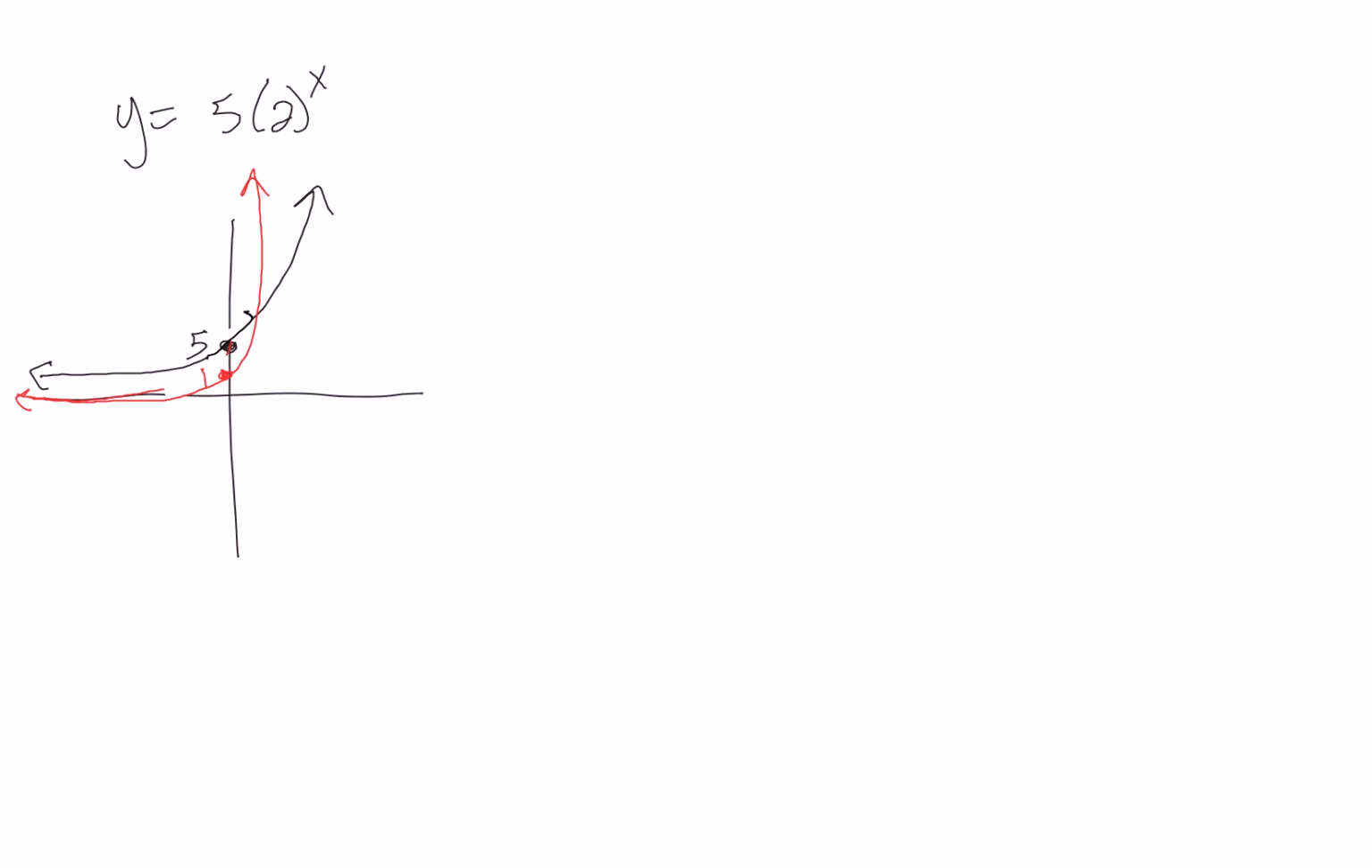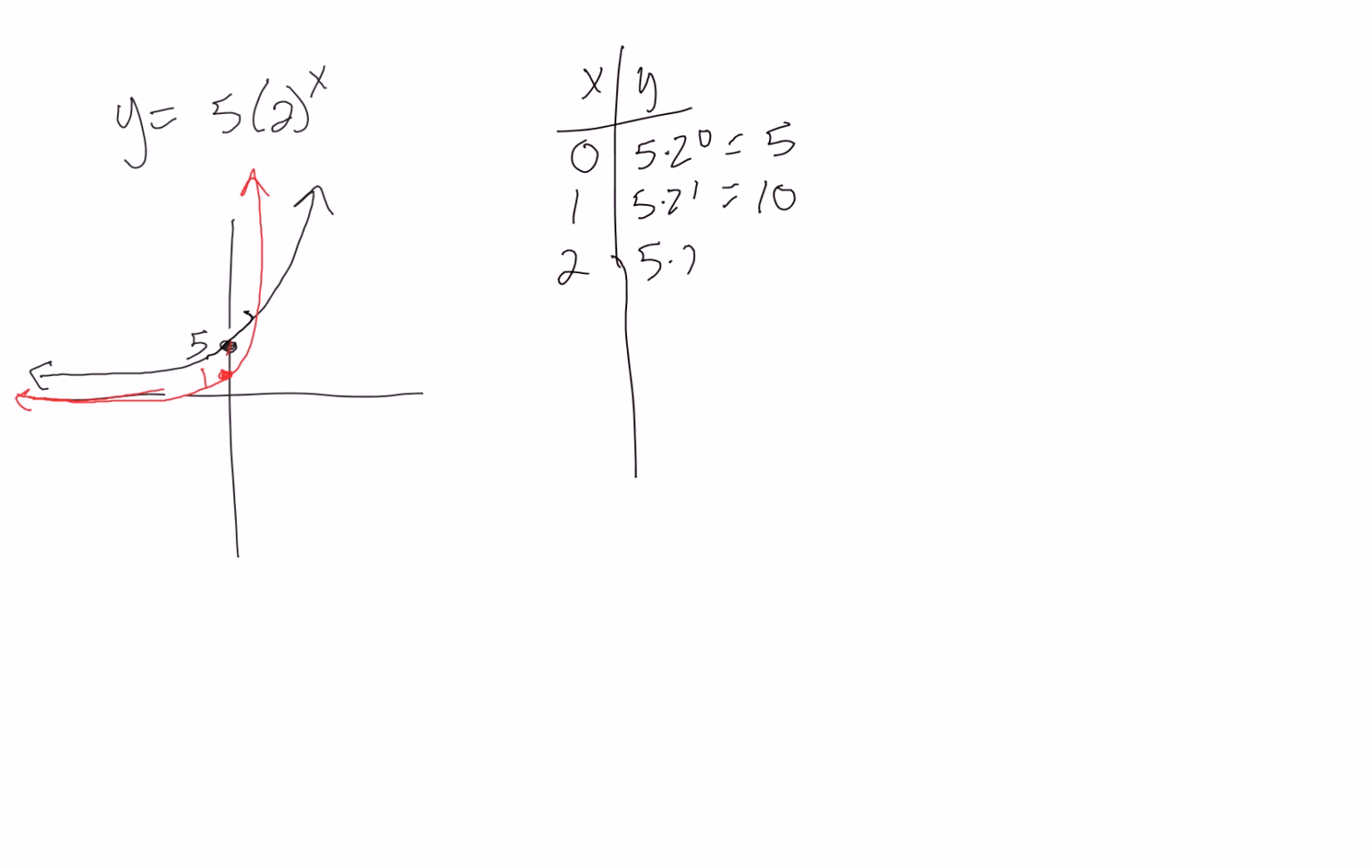So if we actually were to plug in numbers in this case, let's try that. Let's do our little table again. If x is 0, 5 times 2 to the 0 is 5. If x is 1, we have 5 times 2 to the 1, so we get 5 times 2 is 10. X is 2, we have 5 times 2 to the 2, which would be 20, and so on. So you can see the difference between the two charts.